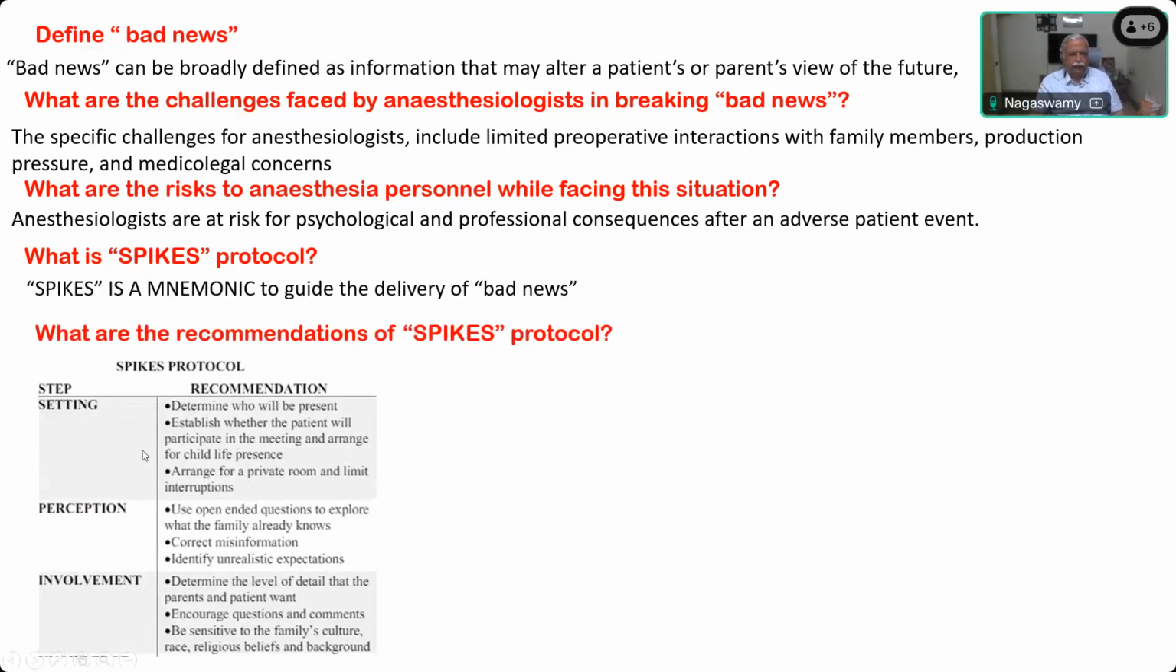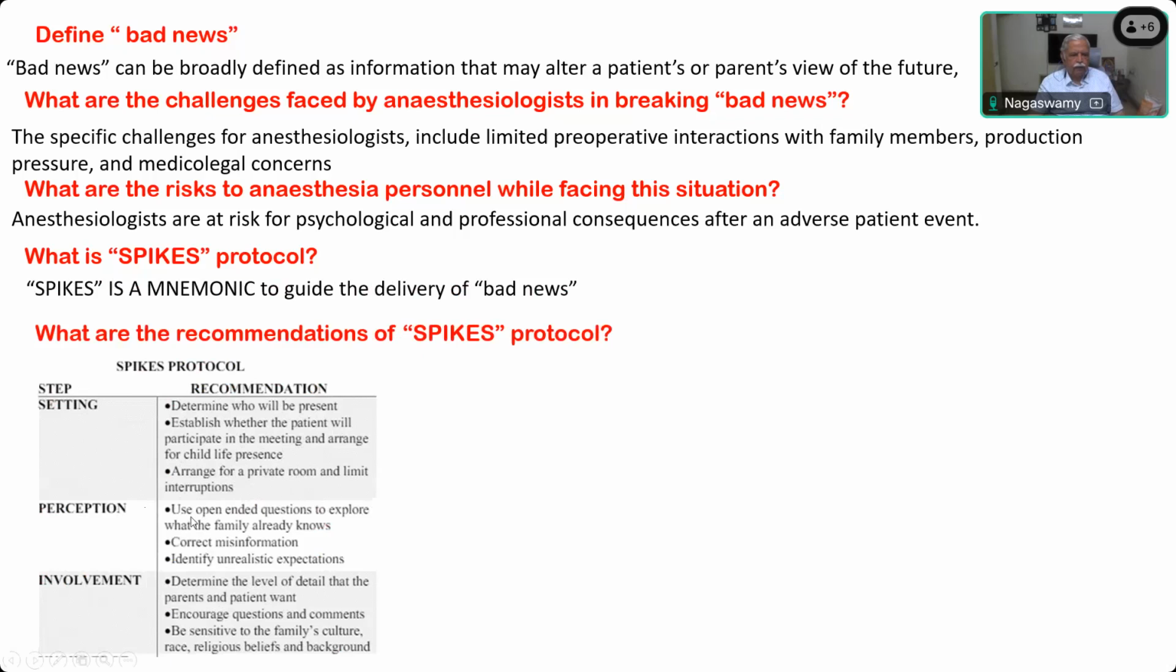S stands for setting. Determine who will be present during the briefing. Establish whether the patient will participate in the meeting or arrange the meeting for child life presence. That is, if it is not a death, if it is bad news, you must see whether the person coming to discuss should have adequate grasping power. Arrange for a private room and limit interruptions. So when you go on to break bad news, it should be in a private room with no interruptions in between. Second thing is perception.